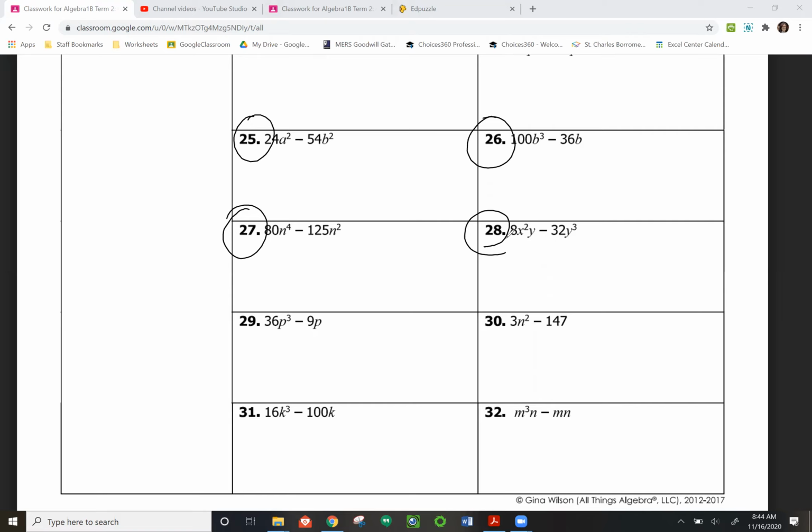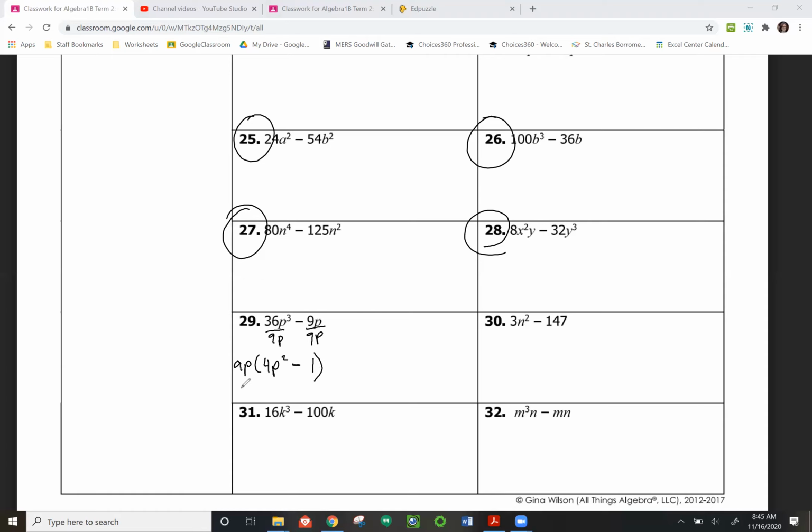All right, so let's go ahead and do 29. So 36 and 9, so I can pull out a 9 and I can pull out a p. So I have 9p, and what do I have left? 36 divided by 9 leaves me 4p squared minus 9p divided by 9p is 1. Okay, be careful with that. We can't just cancel it out and have nothing left. We always have a factor of 1 at the very least.